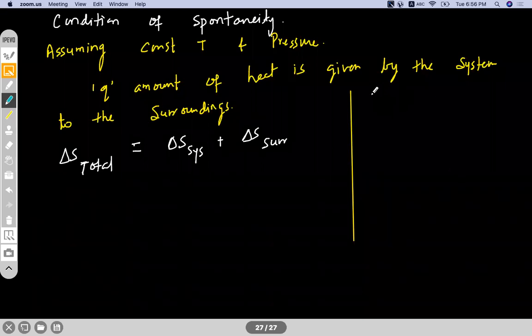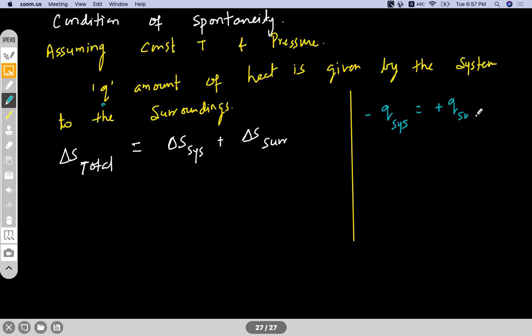See, the system is losing heat, Q amount. So we can write minus Q of the system, and the amount of heat released by the system equals the amount of heat gained by the surroundings. So minus Q system is equal to plus Q surroundings, right? And since we have constant pressure here, the heat exchange is nothing but the enthalpy change, delta H of the system.